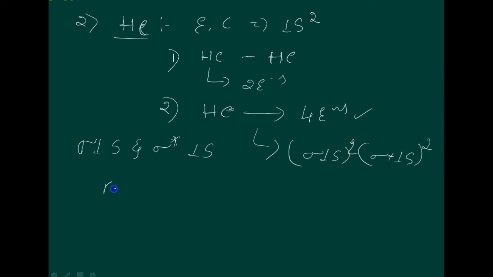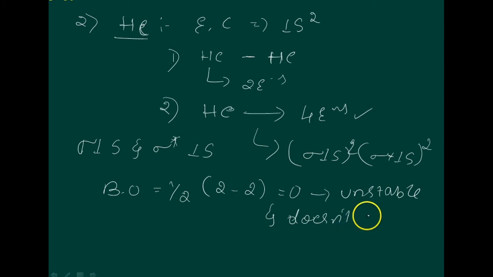The bond order is half into 2 minus 2, which is 0. Therefore it is unstable and does not exist. This is about helium, and the same is true of beryllium too.